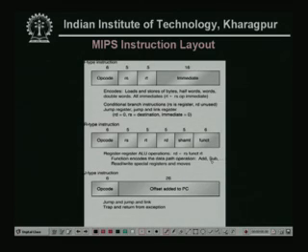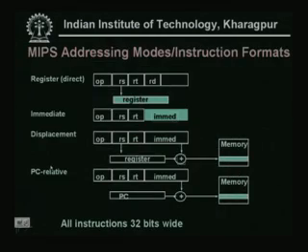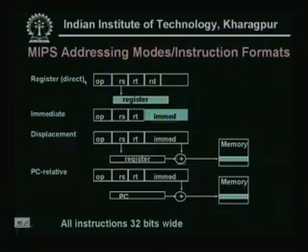And J type is simple: the opcode and an offset added to PC. So, jump and link, trap and return from exception. So, these are the 3 instruction formats initially proposed by MIPS. Now, MIPS addressing modes or instruction formats. So, this is called direct, the register.